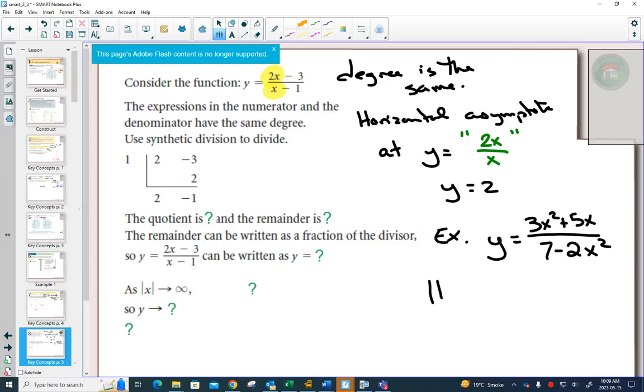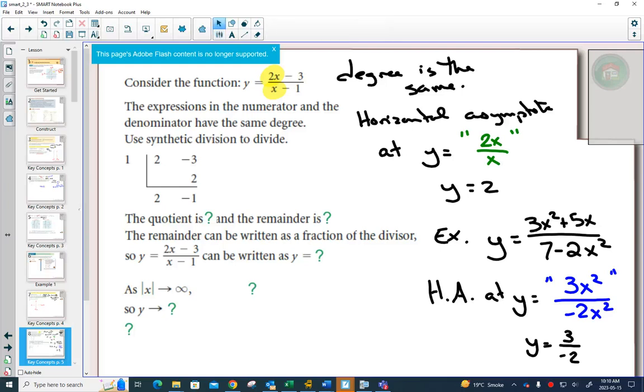So my horizontal asymptote, and in this one, I have a 3x squared on the top and a negative 2x squared on the bottom. Its horizontal asymptote would be at 3 over negative 2. Again, the shortcut is good enough. The textbook goes into a synthetic division way of trying to explain it. You can read that if you'd like.